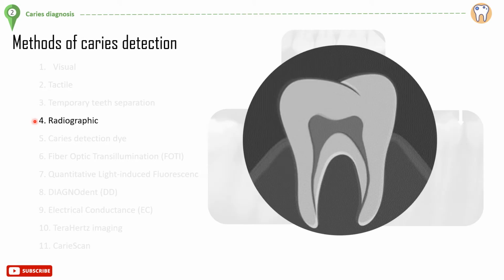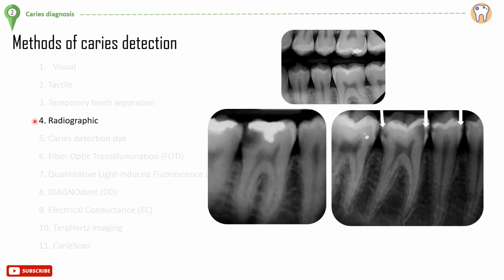Number 4, radiographic examination. Bite-wing radiographs are the most accurate. Caries appears as a radiolucency, even if the surface appears intact clinically. However, it is thought that the probability of cavitation is low when the lesion is confined to the enamel only on the radiographic image.